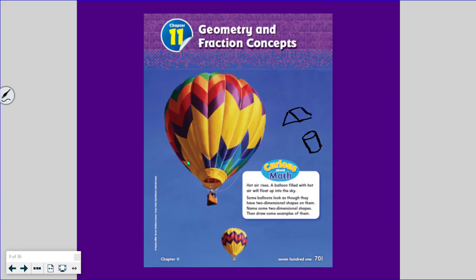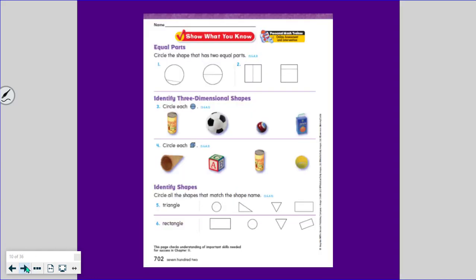All right, let's go to the next page. Show what you know. This is the part you get to do all on your own, no help from any adults, but I will tell you what to do. Number 1, circle the shape that has 2 equal parts, so looking at these. Number 2, again, circle the shape that has 2 equal parts.